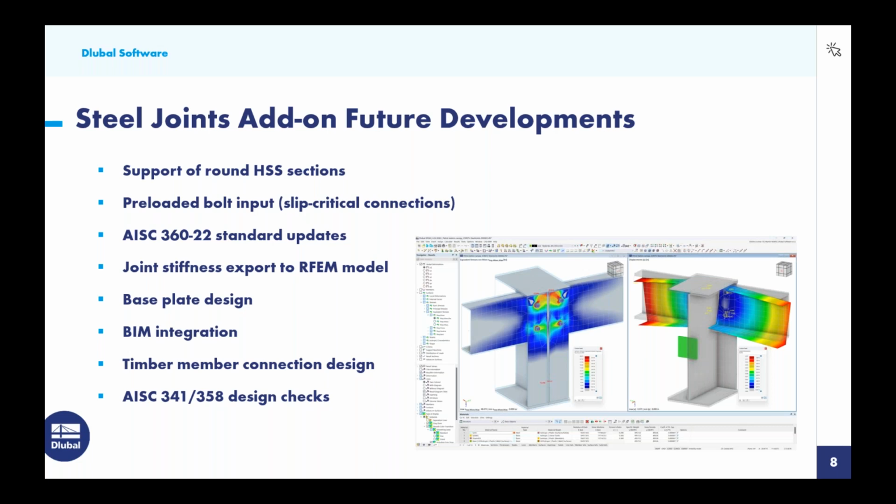But the only exception to this is round HSS. So currently we support square and rectangular HSS. Round HSS is currently in development, should be released very soon. Preloaded bolt input, that is also not quite ready, but is currently in development for topics like slip critical connections. So that should be available very soon.